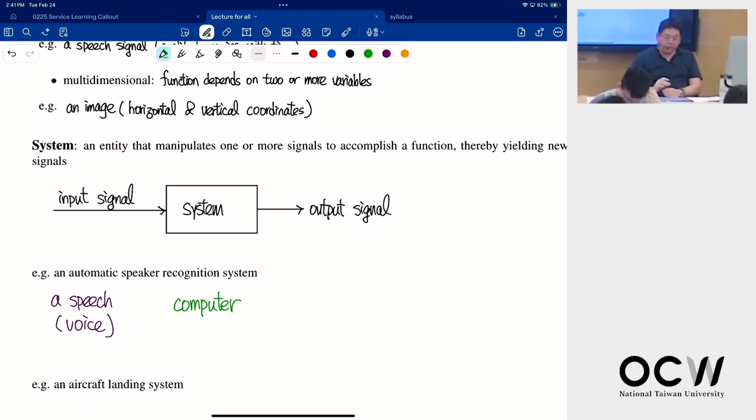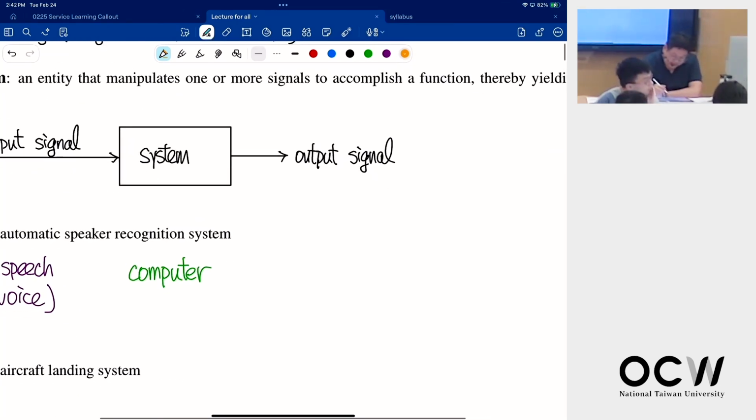Then what do we get for the output? Maybe you can think about it like I send the voice, and then it goes through this system because it's called a speaker recognition system. So the output may give you the name of that speaker, the identity of the speaker. That is one of the possible outputs. So here the output could be the identity of the speaker.